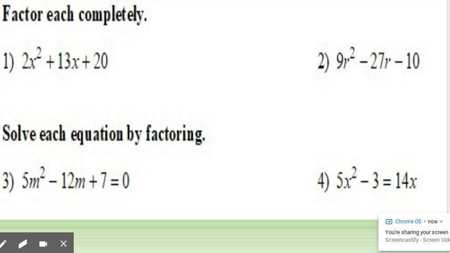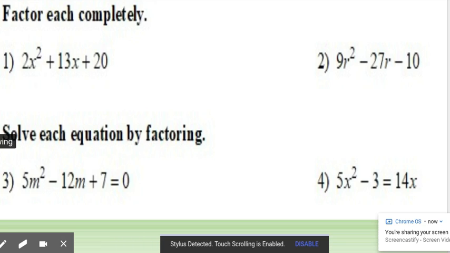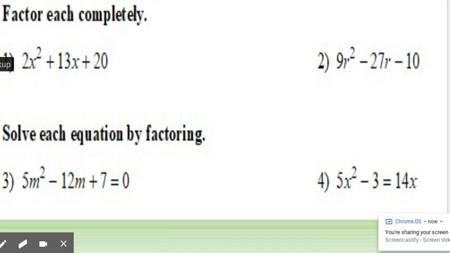The one big difference between 1 and 2 and 3 and 4 is simply this. 3 and 4 have equal signs. So on 3 and 4, we're going to be able to use that shortcut, the magic number shortcut. On 1 and 2, you actually have to factor it. So let's go ahead and do 1.